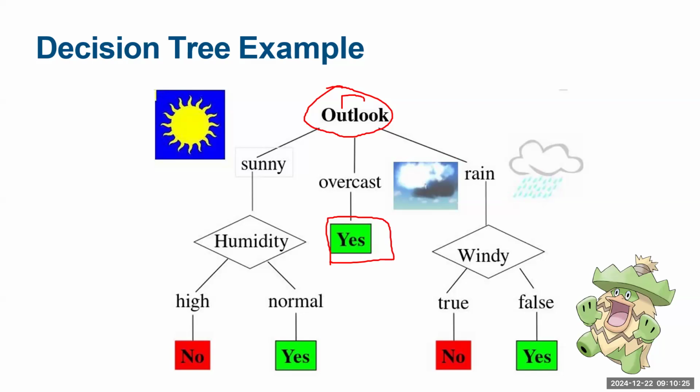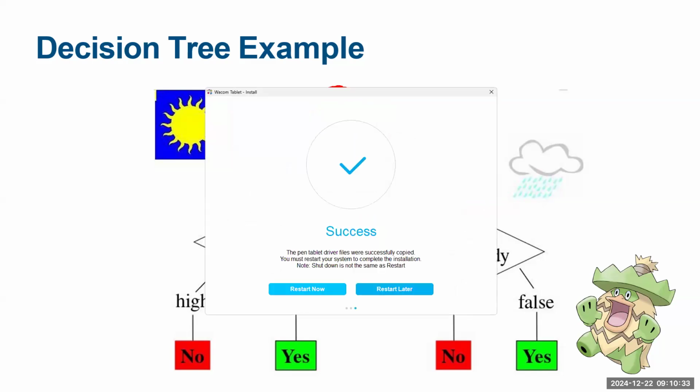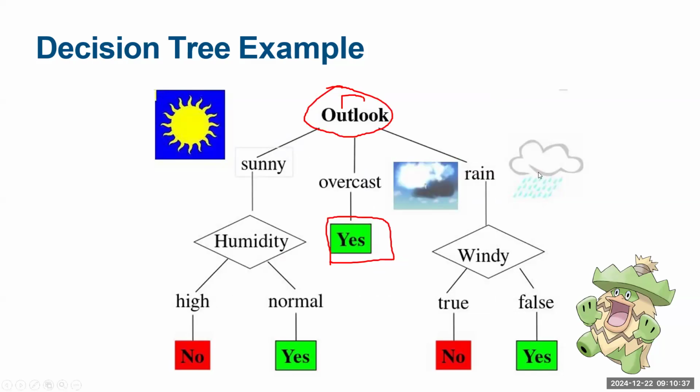So there are many questions before we even begin building a tree, because we have many choices, and the choice actually matters. Sometimes you want to check the humidity first, or you check the windy condition first, or you check the outlook first. So whatever you pick, it actually affects the entire decision.